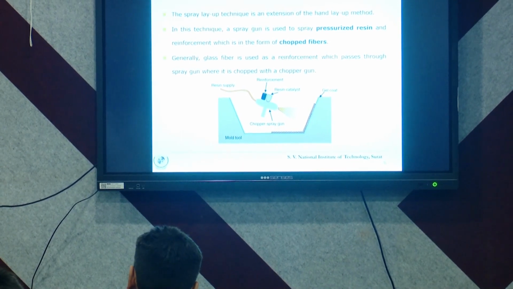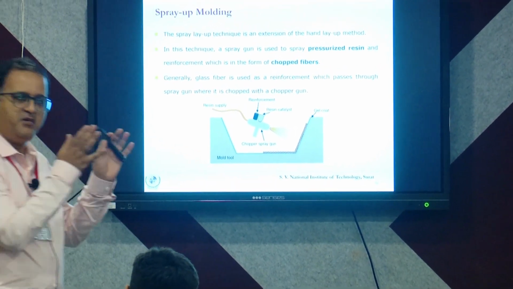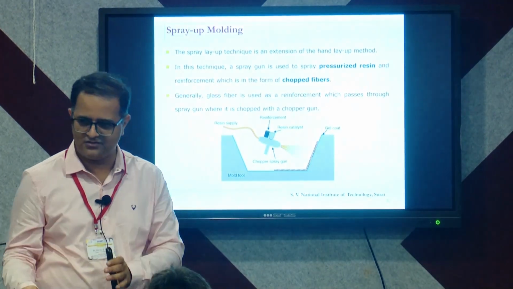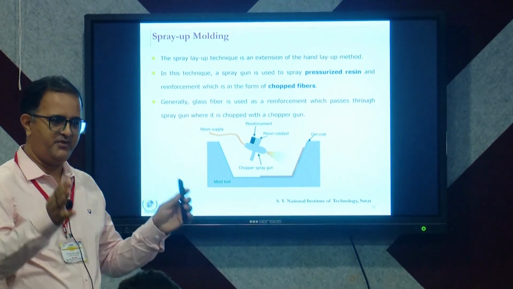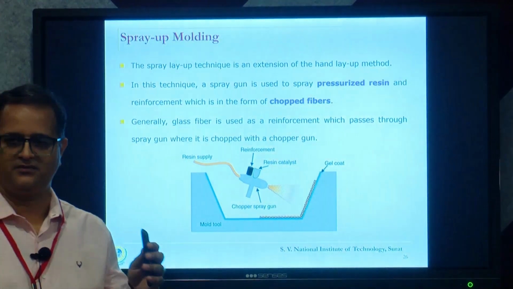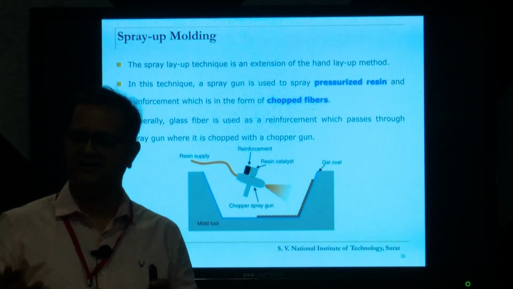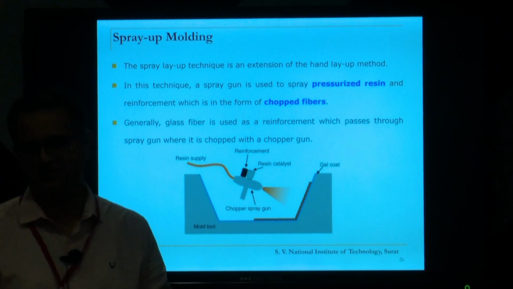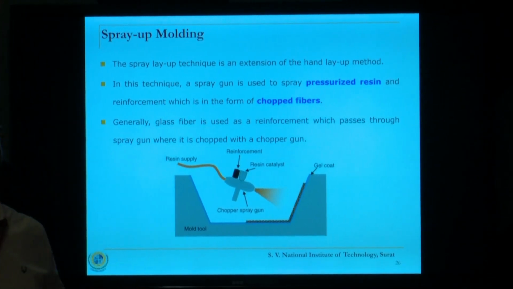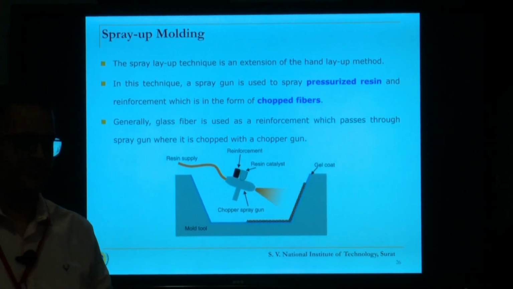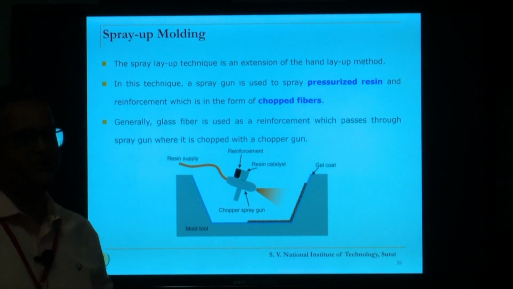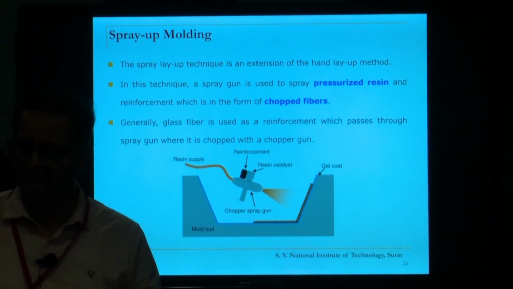Another interesting process is spray up molding. So, labor intensive is slightly reduced. Rather than putting up the fibers, when you say hand layup, there you have flexibility of putting continuous or chopped fibers. Here you go with chopped fibers. And what you do is you spray fiber along with resin.